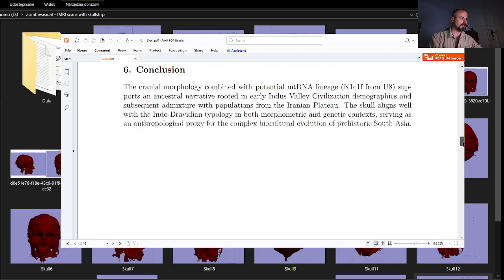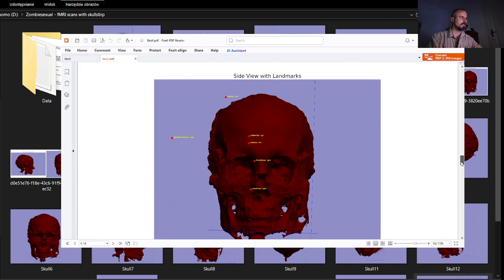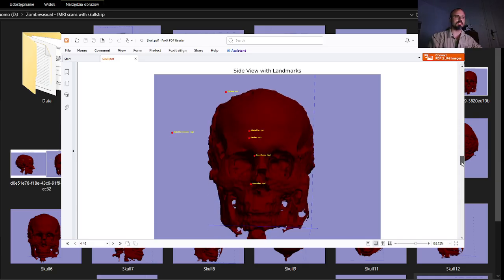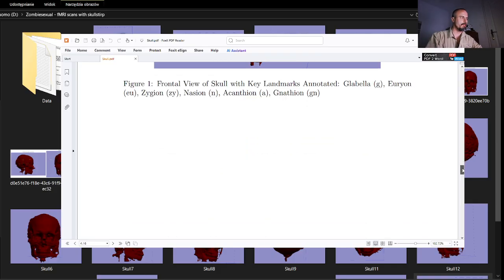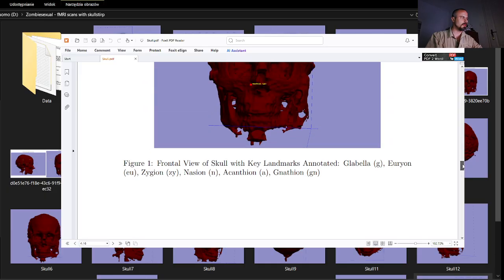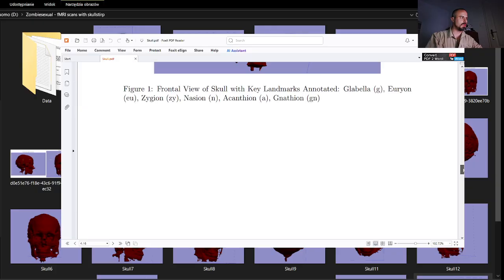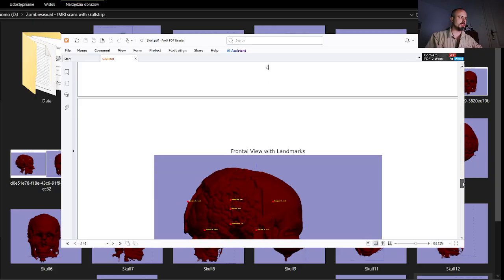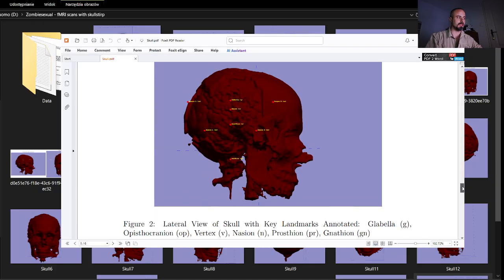So yes, the Iranian plateau, and these are annotated skull renderings. As we see, the vertex is almost at the top, but it's a bit mixed. It's a medical term for the top of the skull. The rest is identified properly apart from this one hanging in between. So: glabella, auriculare, zygion, nasion, acanthion, gnathion. I'm not a specialist in forensics, but I like to experiment, as you may see.